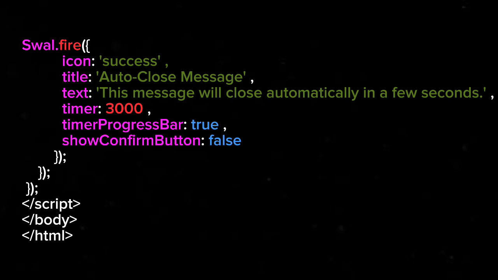We also enable the timer progress bar option to display a progress bar indicating the remaining time before the message closes. Additionally, we set Show Confirm button to false to remove the default OK button from the message. And that's the complete breakdown of this code snippet. With just a few lines of code, we can create informative auto-close messages using SweetAlert2.